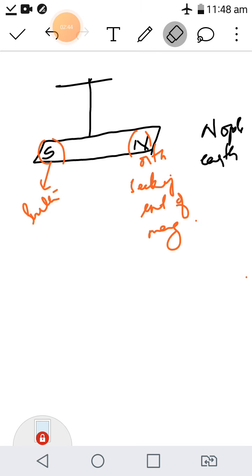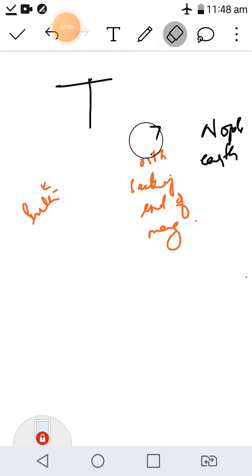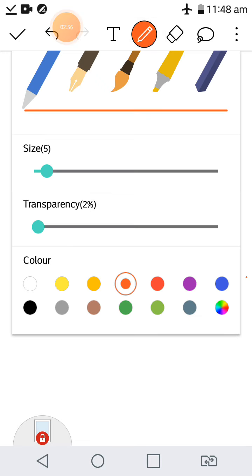So a magnet has a north pole and a south pole, that is the fundamental thing. And we are going to learn different terminologies now. So the first one being, what is the meaning of a magnetic field? If you take a permanent bar magnet with its north seeking end and its south seeking end, we can see that the magnetic field is simply the space around this magnet. The space around this magnet is known as the magnetic field.